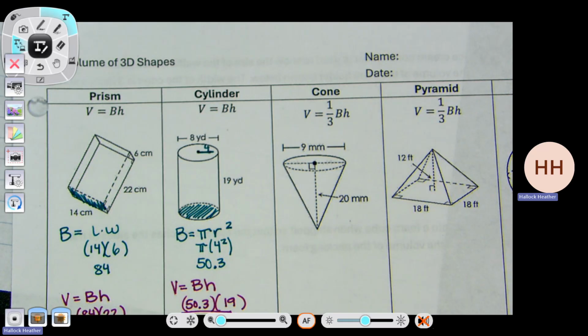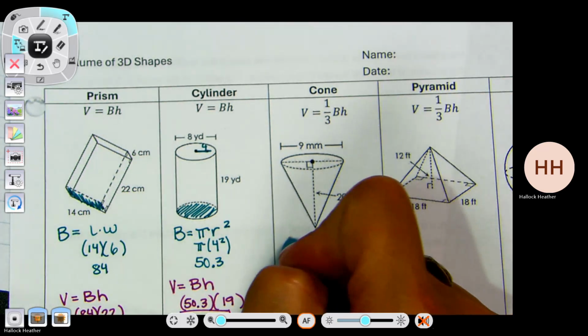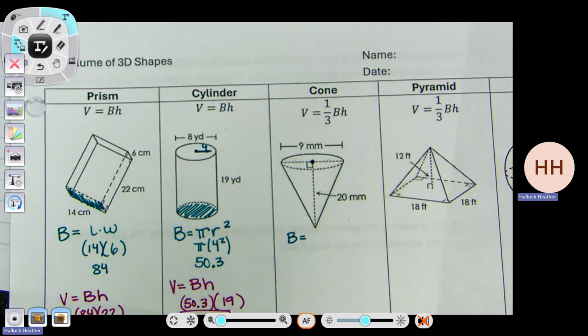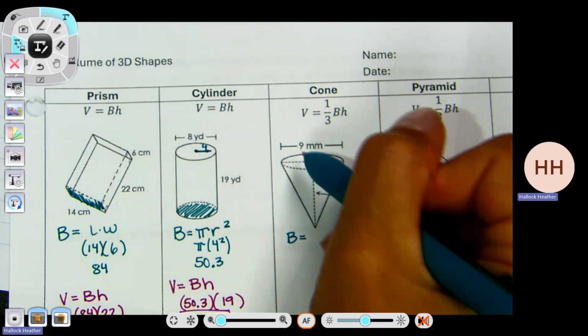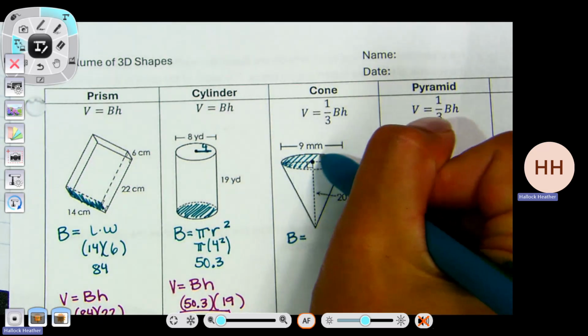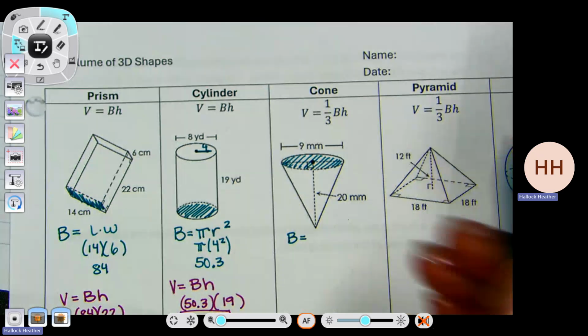So let's start with our cone. We're still going to start with finding big B. Big B is what shape for a cone? Circle. It's a circle. So am I going to use length times width? No, what am I going to use?